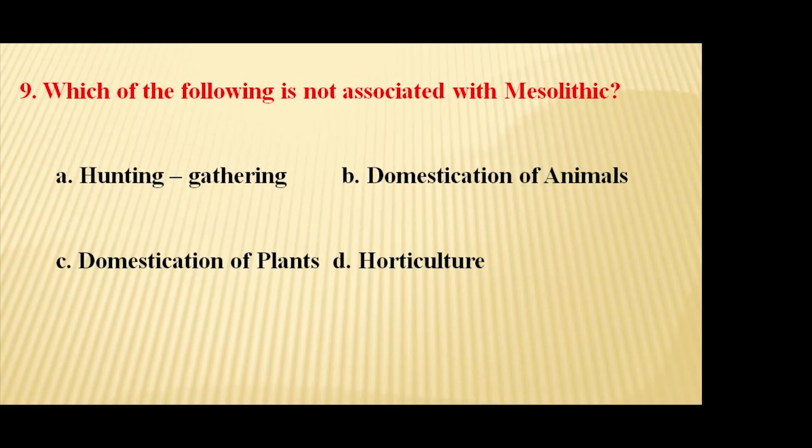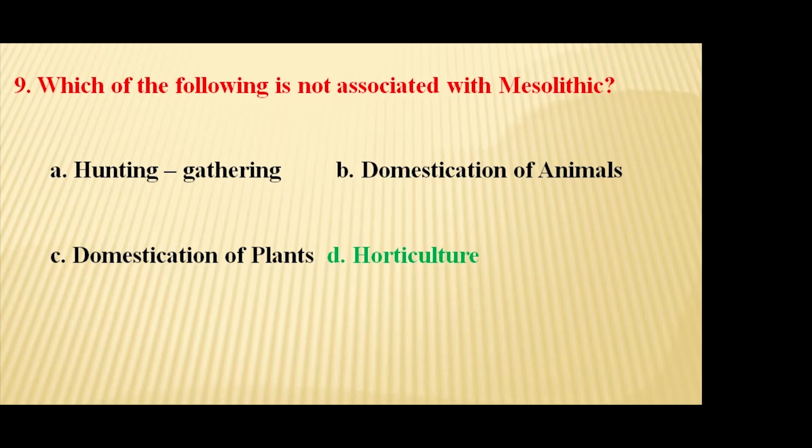Question number 9. Which of the following is not associated with Mesolithic? Option A. Hunting, gathering. Option B. Domestication of animals. Option C. Domestication of plants. Option D. Horticulture. And the correct answer is option D. Horticulture.